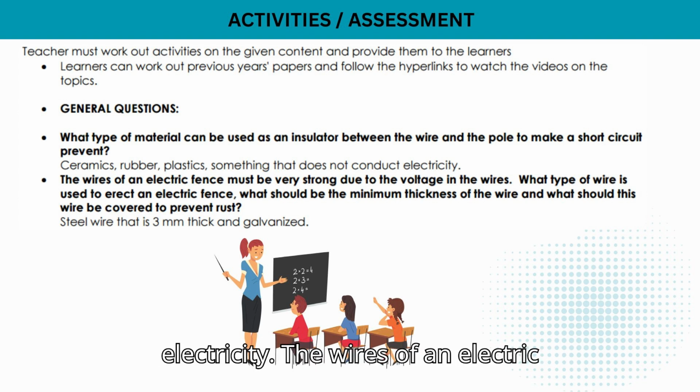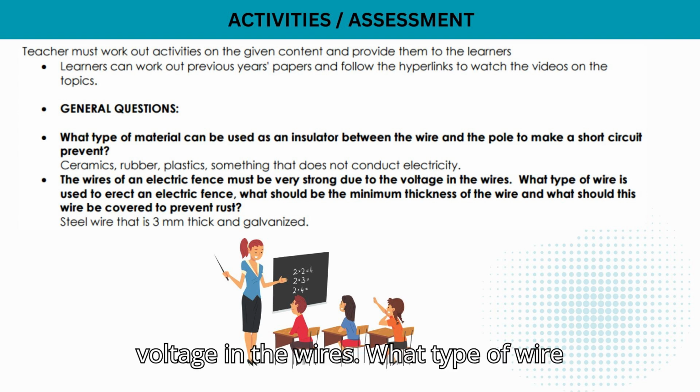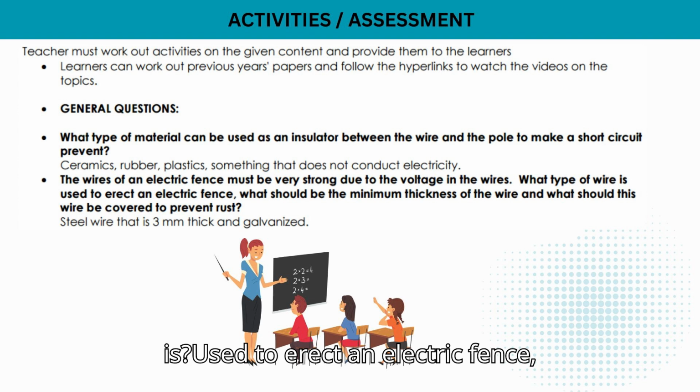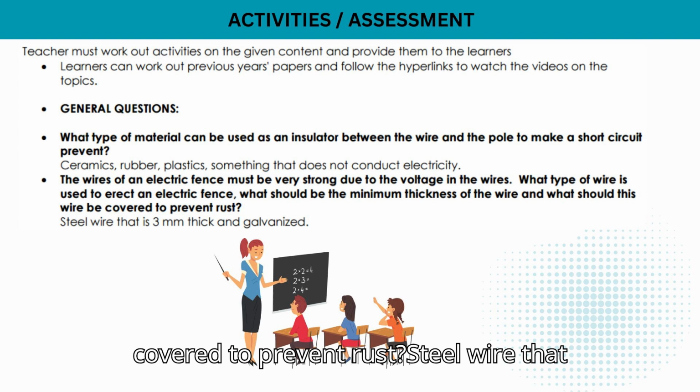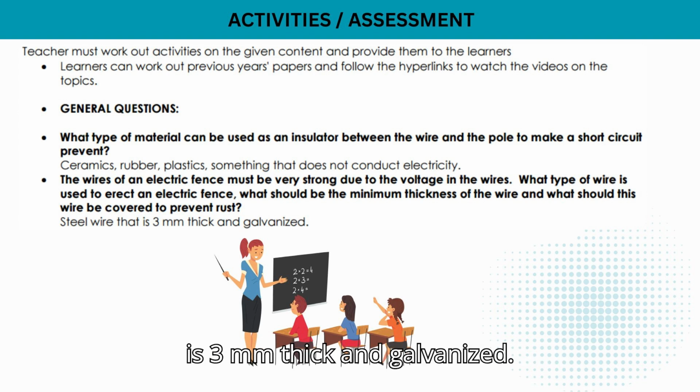The wires of an electric fence must be very strong due to the voltage in the wires. What type of wire is used to erect an electric fence? What should be the minimum thickness of the wire and what should this wire be covered with to prevent rust? Steel wire that is 3 mm thick and galvanized.